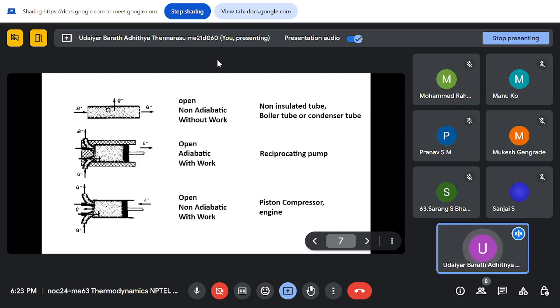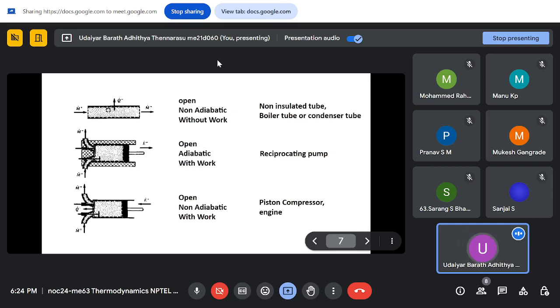As I said, an engine: if you touch it, you can feel how hot it is. You cannot touch it, it will be at a higher temperature. So there is some heat transfer happening between the engine and the surroundings, because the engine is at a higher temperature, so it will lose some of the heat to the surroundings. So that is a heat transfer.